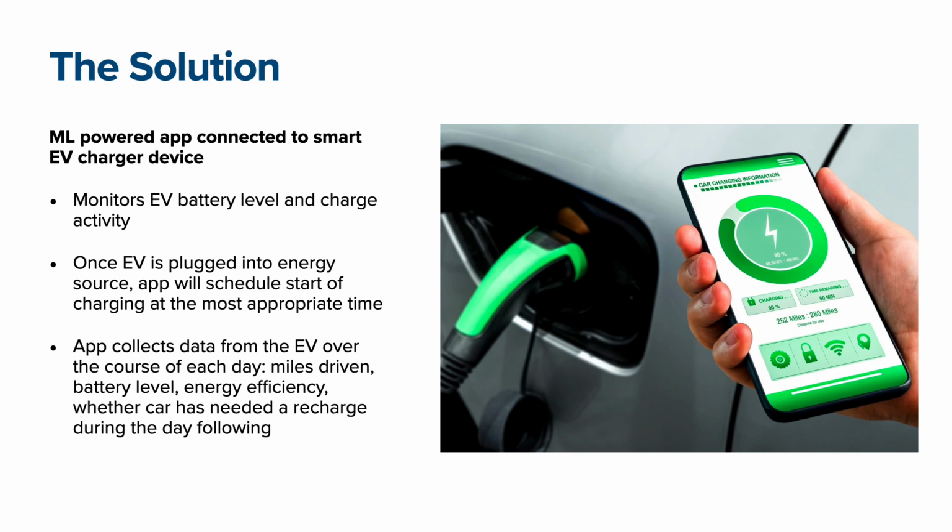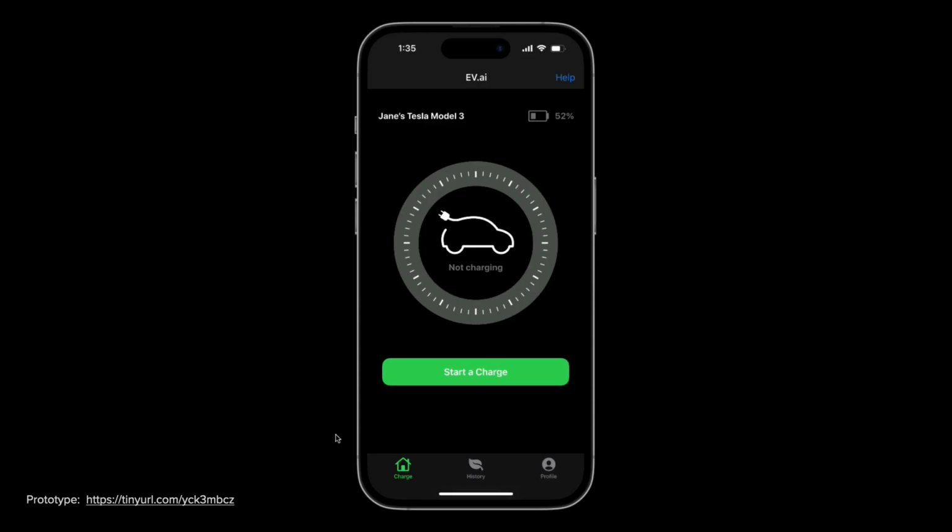So that leads us to the solution. I proposed in Course 2 a machine learning powered app that's connected to your smart EV charging device, which could help you schedule the charge activity at the right time to give you enough juice for the next day. And here's a simple prototype that I developed of the user interface for this.